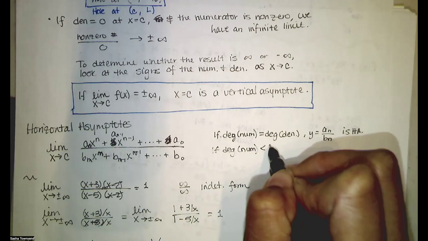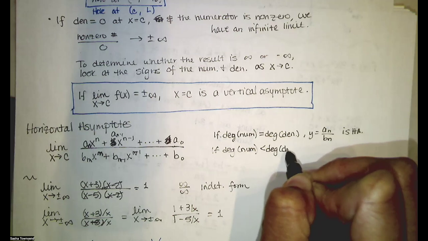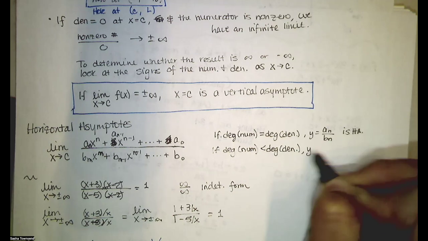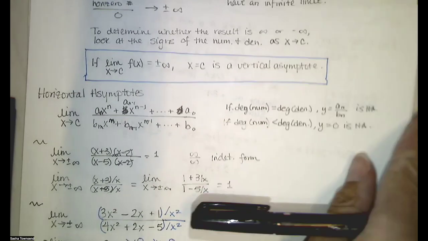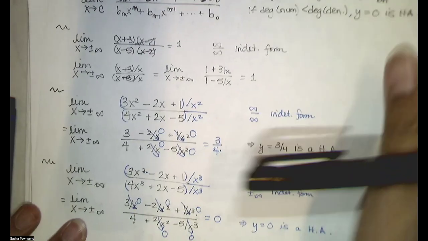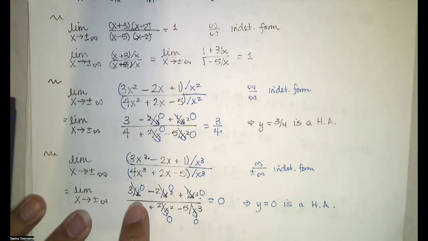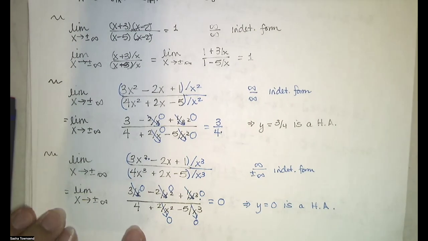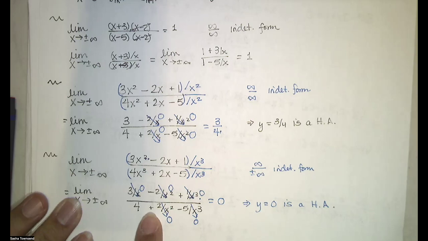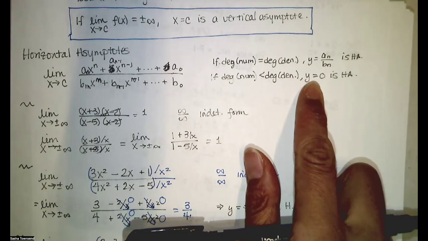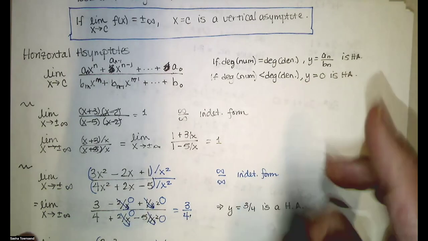Now, if the degree of the numerator is less than the degree of the denominator, then y equals 0 is a horizontal asymptote. And that's because when we divide by the highest power of x in the denominator, we end up with a bunch of terms that go to 0 over a non-zero number. So we get 0 over the non-zero number, which gives us 0 as the limit. So the y values approach 0.